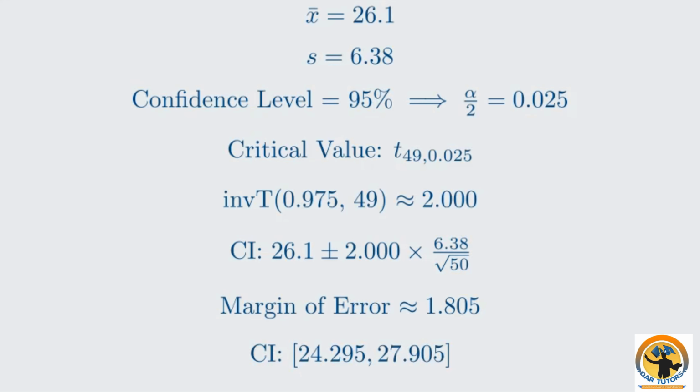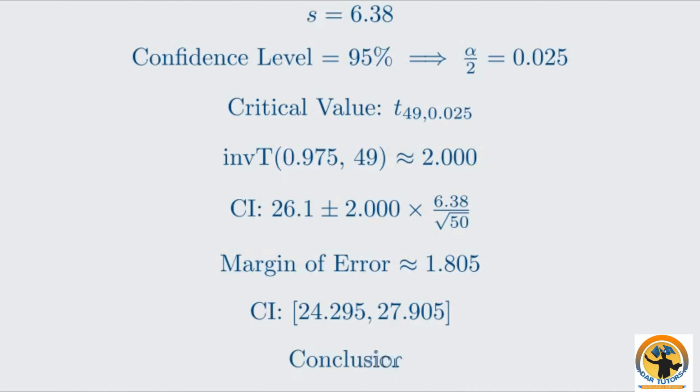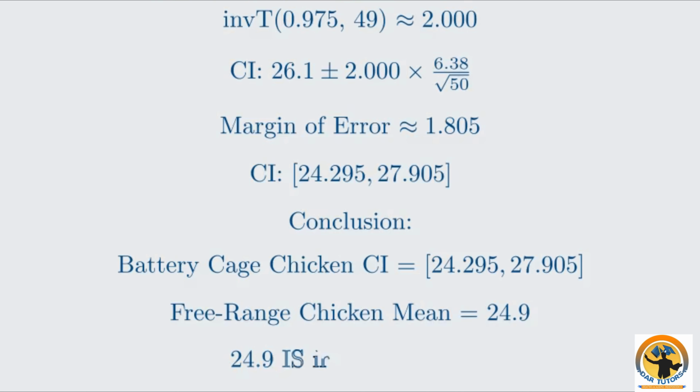Now we compare this to the free-range chicken mean of 24.9. The mean for free-range chickens, 24.9, falls inside our 95% confidence interval for the battery cage chickens. Because the free-range mean is a plausible value for the true mean of the battery cage chickens, we do not have sufficient evidence at the 5% significance level to claim that the new feeding program results in higher protein content. The data does not strongly support this conclusion. This example beautifully illustrates how confidence intervals can be used to perform a hypothesis test, simply by checking if a hypothesized value lies within the interval.